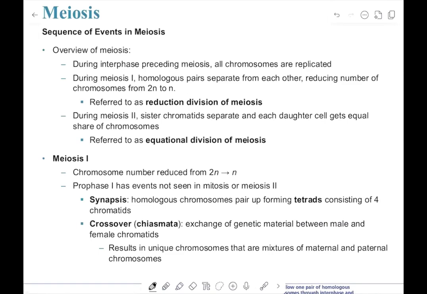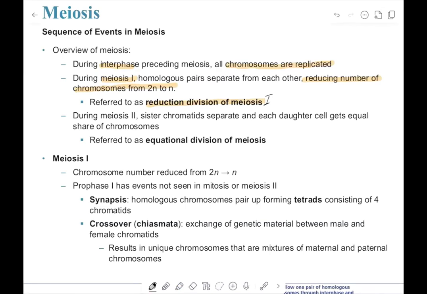So the overview of meiosis is that interphase is going to precede meiosis, because this is a very important phase where all chromosomes are replicated. So during meiosis 1, which I just showed you, those homologous pairs are going to separate from each other, reducing the number of chromosomes from 2N to N. And that's why we refer to it as the reduction division of meiosis. And specifically, it's meiosis 1.